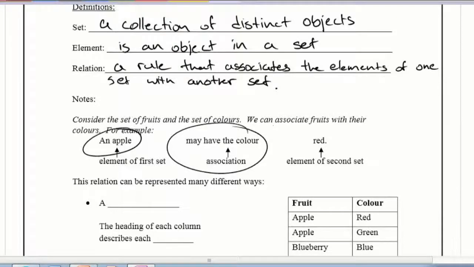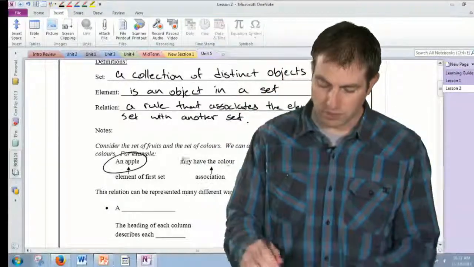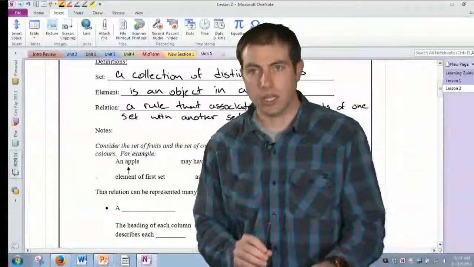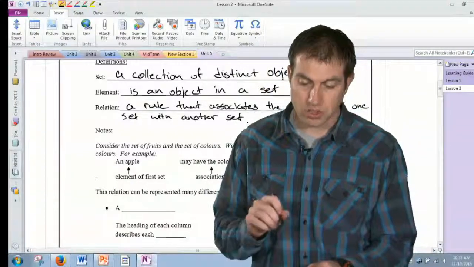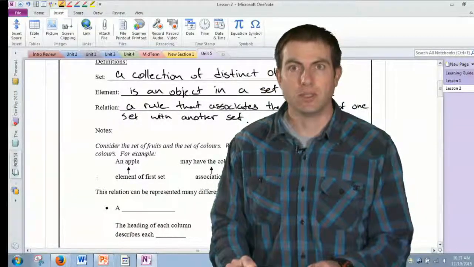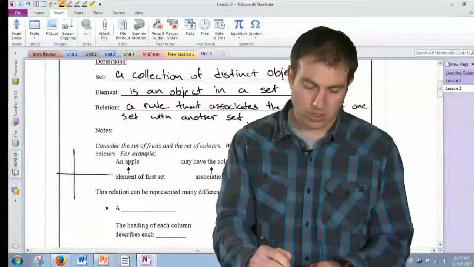Apple is the first set, color is the second set. So we have 2 sets. How would you represent negative numbers on a graph? That's a really great question, Alex. We will start doing that in Unit 6 or 7. We'll plot some graphs with negative numbers.